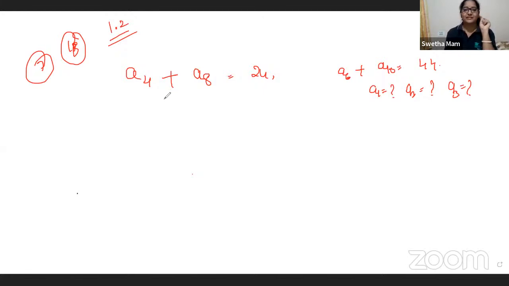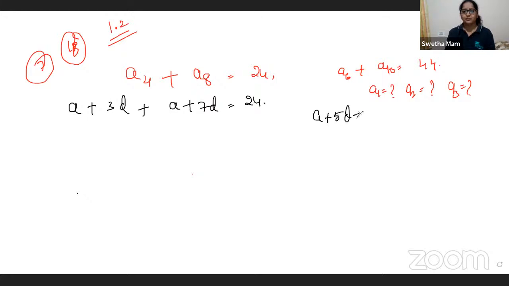See, what is given? A4 plus A8 is given, right? So how will you write A4? It is A plus 3D plus A plus 7D is equal to 24. That is very easy, right? So in the same way, how will you write this? A plus 5D plus, we are just adding it, right?